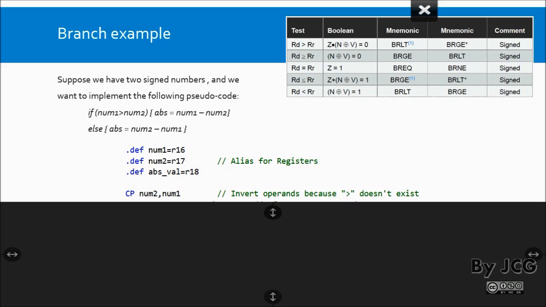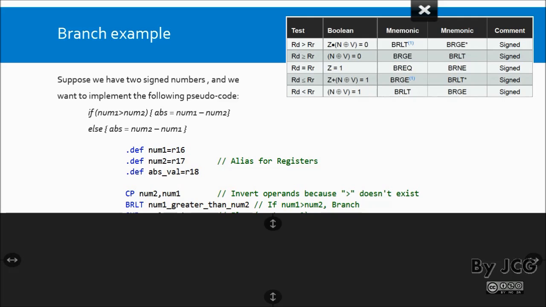So this is what we're doing. Since we don't have a greater than mnemonic, we're going to use the less than, but we're going to invert the operation. So we're not going to check if number 1 is greater than number 2. We're actually going to check if number 2 is less than number 1, which is the same, but again, we're inverting the operation. The next instruction is we use branch if lower than, and take a close look. Even if we have branch if lower than, it says number 1 is greater than number 2. Of course, if number 2 is less than number 1, it means that number 1 is greater than number 2.